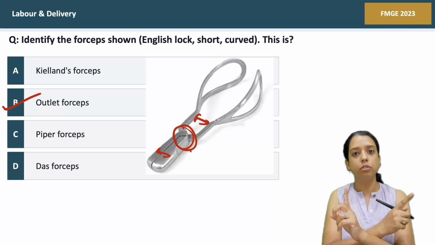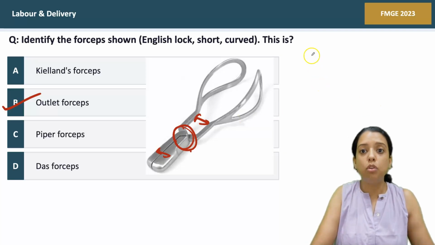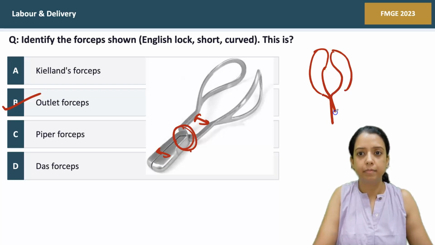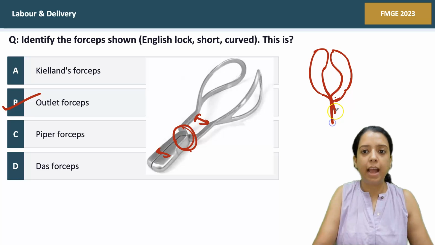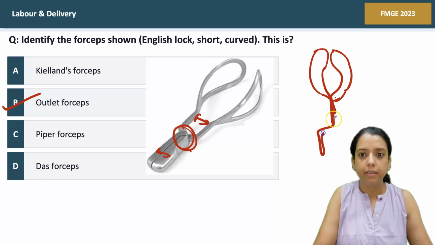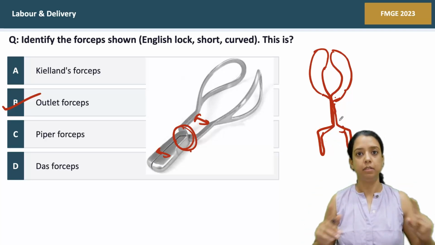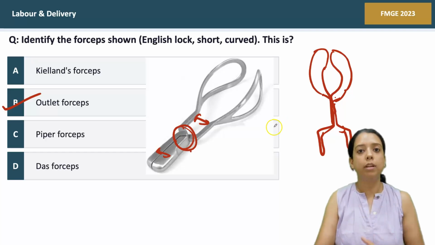In Kielland's, it is opposite. Once you lock it, the shanks are opposing each other and the handles are far apart. This is how Kielland's forceps looks. The shanks oppose and handles are apart. Okay? This is how outlet forceps differ.